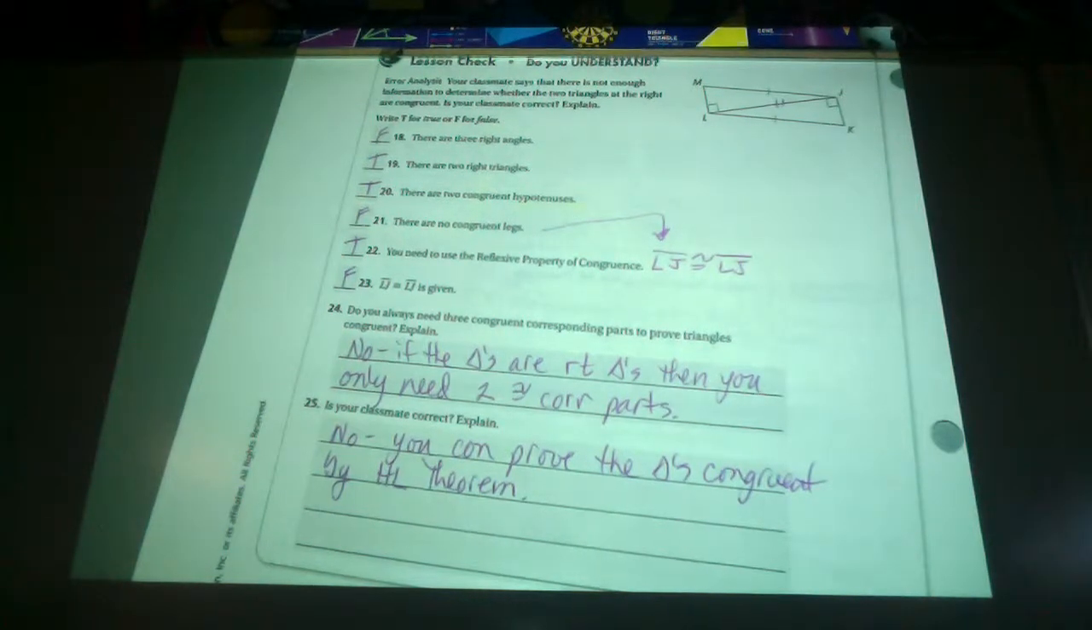But again, remember, before you can use HL, you have to say that you have what kind of triangles first. Right triangles. You cannot use HL until you've stated somewhere in the proof, whether it's the given or somewhere in the proof, that you have right triangles.